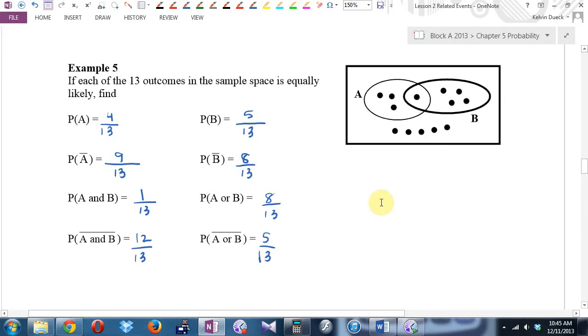I'm almost certainly on a quiz or on a test going to give you a Venn diagram like this and give you several questions like this. Because it starts here and then we can broaden it.